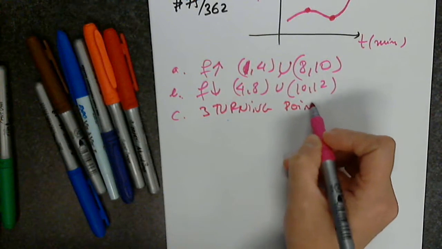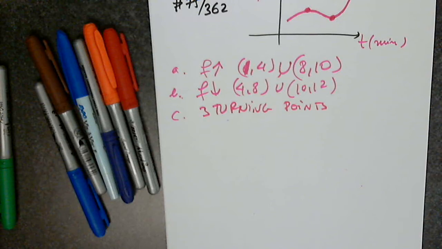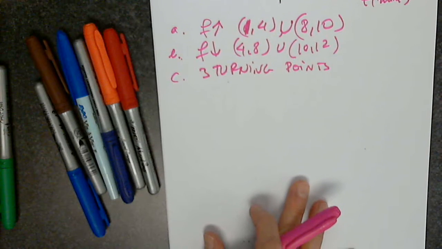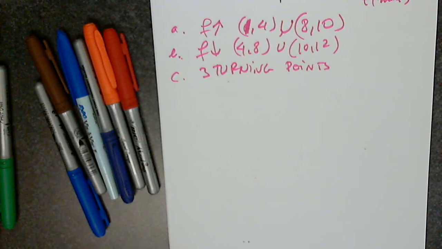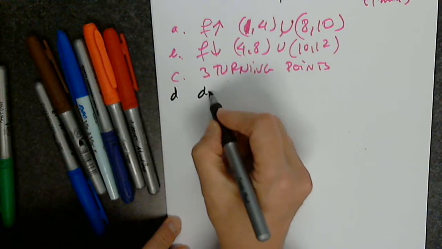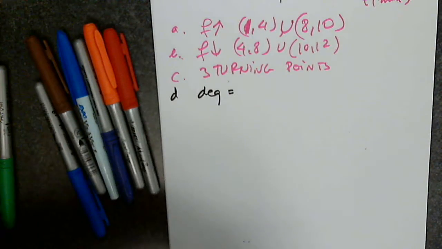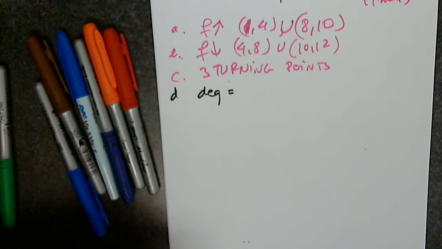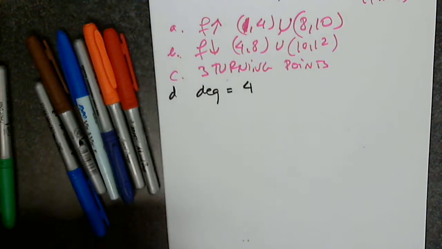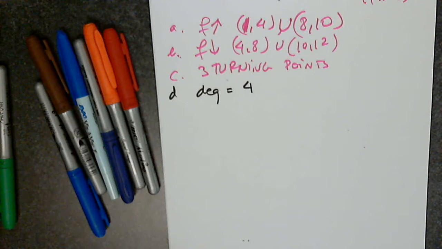Part D. Suppose that a polynomial function is used to model the data displayed by the graph. What do you think the degree should be? Minimum. Right. When the degree is 4, how many terms max? 3. So the degree is 4. Can be more, but not lower than 4.